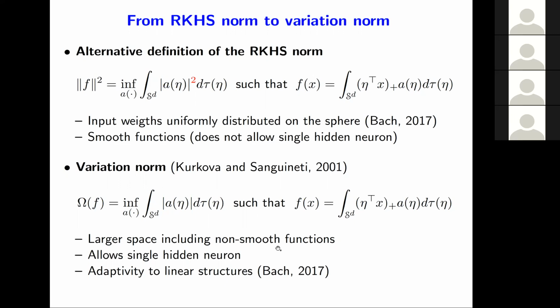And most importantly, you allow for single neurons, so you can combine a small number of neurons, so you can adapt to anything. And what I've shown in earlier work is that those types of norms can adapt to various structures. For example, if your function only depends on a small number of variables, using those spaces, you will not be able to leverage it, whereas here you will be able to leverage it. If you want more detail, you can look at the paper with Lénaïc.